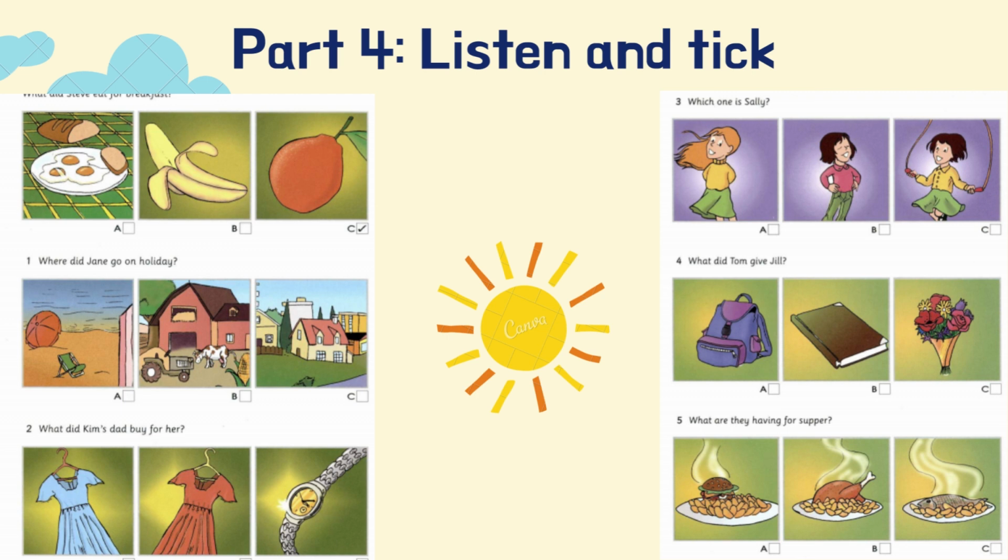Four. What did Tom give Jill? It was Jill's birthday yesterday. Oh, what did you buy her? I bought her a book and some flowers. What about Tom? What did he buy for Jill? He bought her a new bag. Oh, good. She needed a new bag for school.